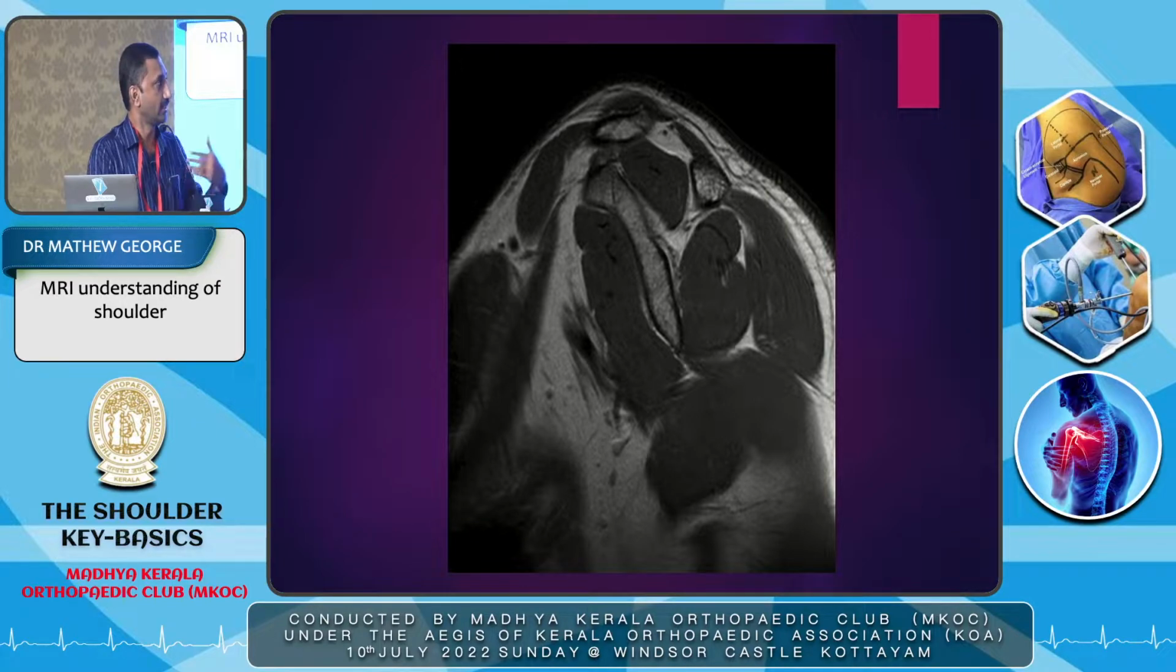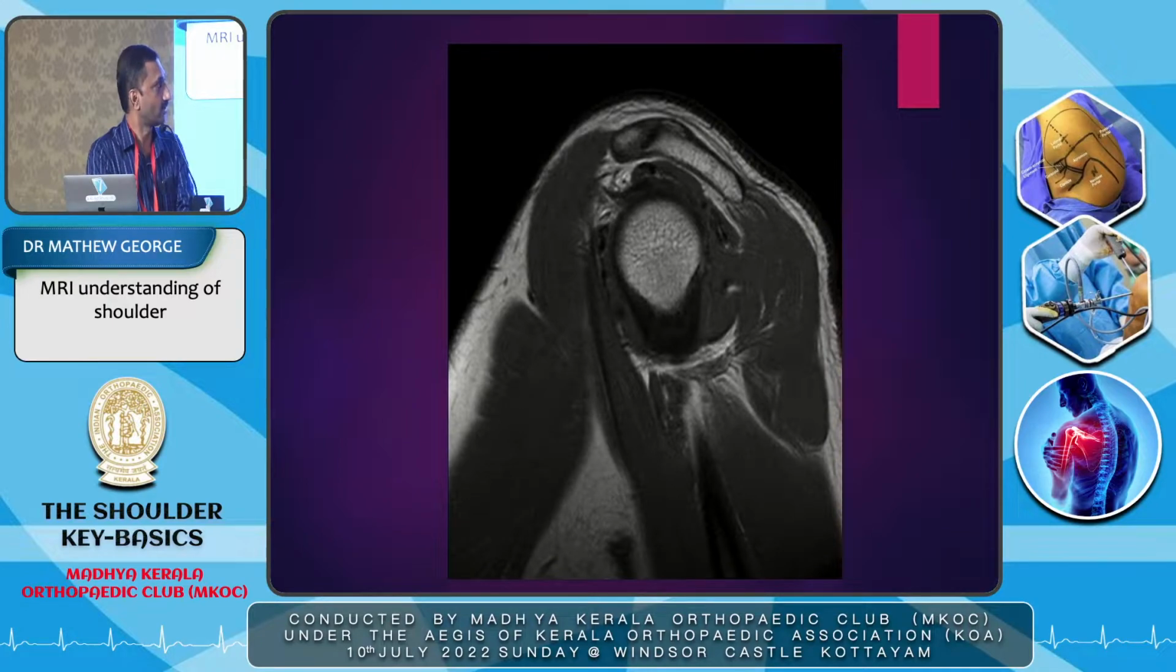Now coming to the sagittal. We don't use sagittal very often, but the most important indication of doing the sagittal is to look for the muscle bulk atrophy, as I previously said. You can see this is the most medial aspect. So you can see the supraspinatus, infraspinatus, teres minor, and anteriorly, anterior to the scapula, you have the subscapularis muscle.